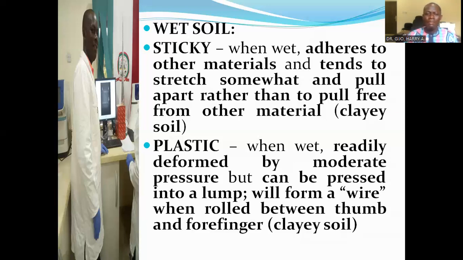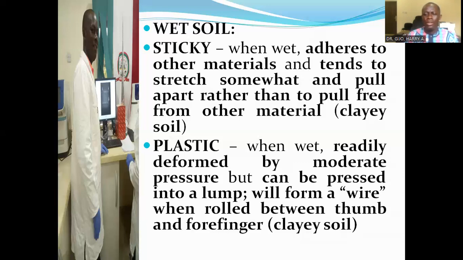Then the next term in soil consistence is plastic. For soil to be plastic, it means that when it's wet, it's readily deformed by moderate pressure, but can be pressed into a lump.